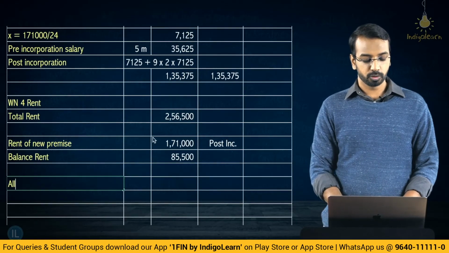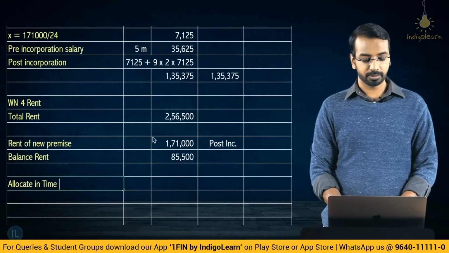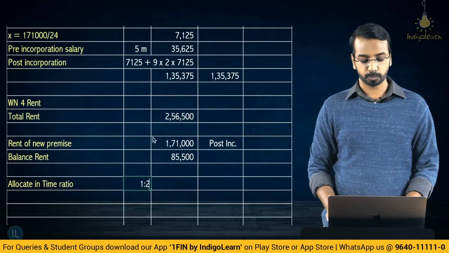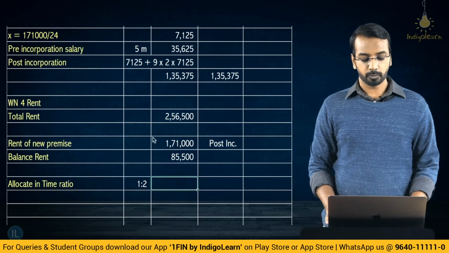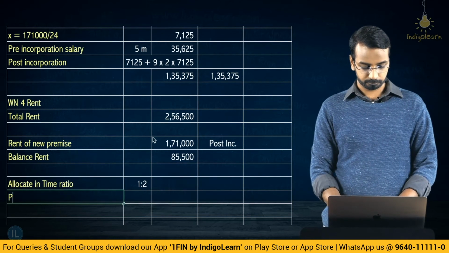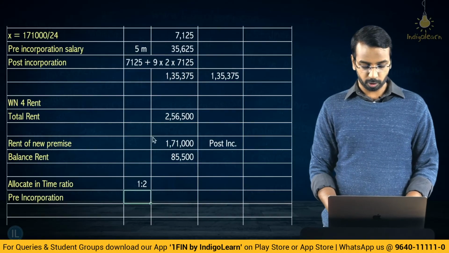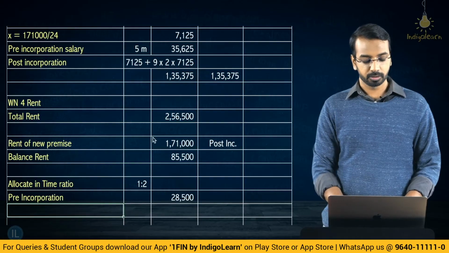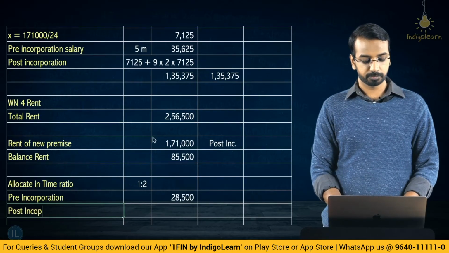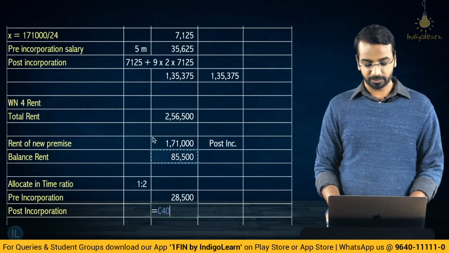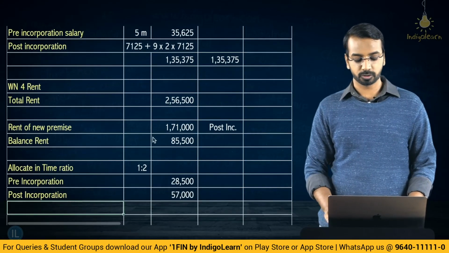This you have to allocate in the time ratio of how much? Of 1:2. So pre-incorporation is 85,500 divided by 3 multiplied by 1. Post-incorporation is 85,500 divided by 3 multiplied by 2, right.